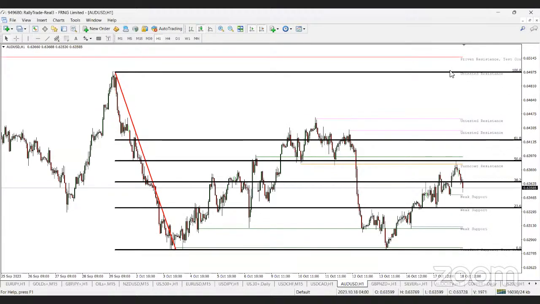Look at where my 100% is, around the high point of last time. You understand? Also, there's a proven resistance not far. So the whole of this zone will be like a resistance to me. So this is how you draw Fibonacci.